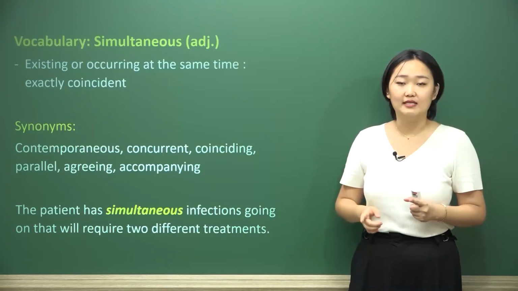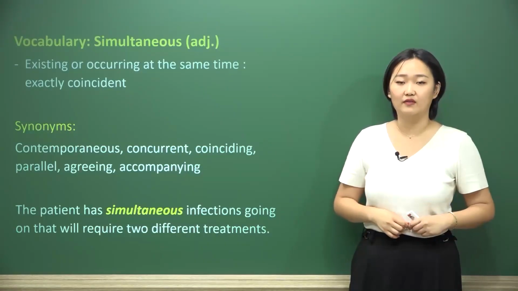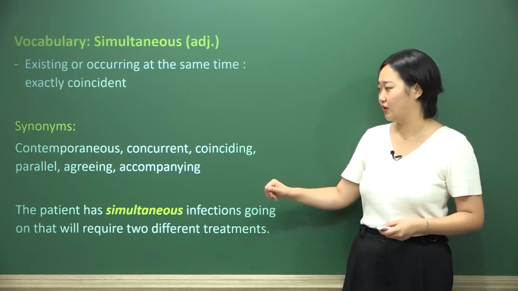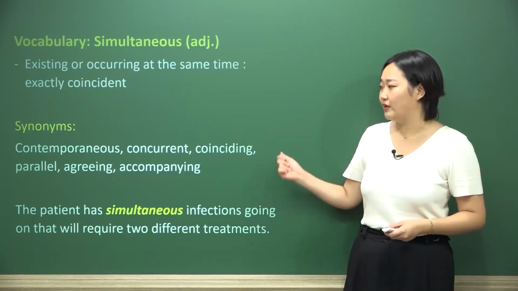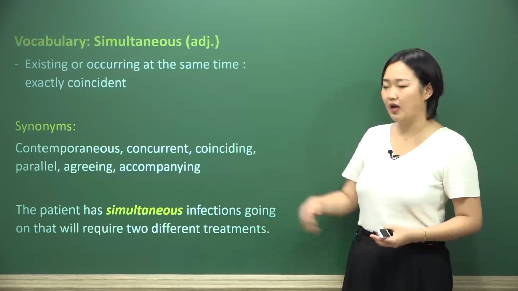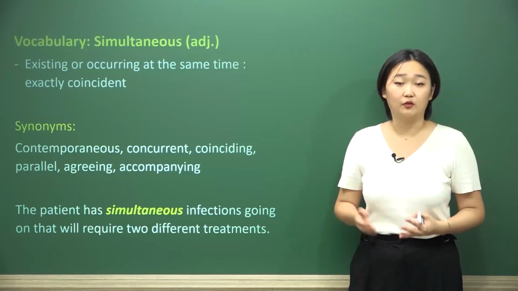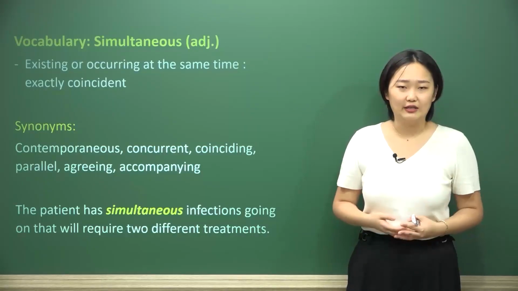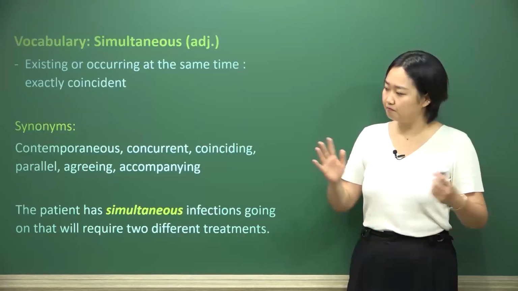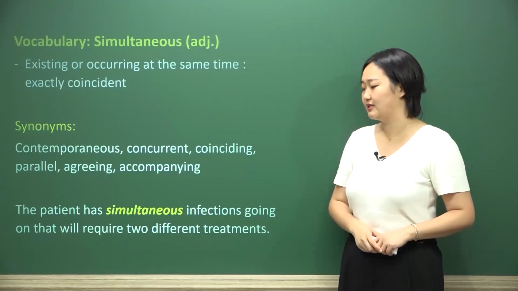For that reason, we have these synonyms though. I would say that out of all of them, the word contemporaneous is really good, along with the word concurrent, as well as the word coinciding. I think when we get to the words parallel or agreeing or even the word accompanying, it's more about the relationship itself, not necessarily the fact that we're talking about something existing or occurring at the same time. So with that being said, let's take a look at the sentences.